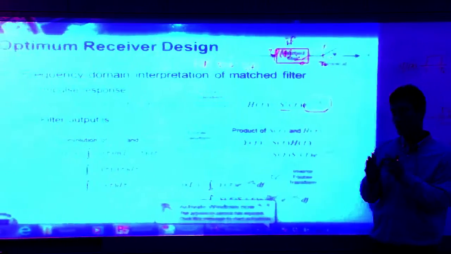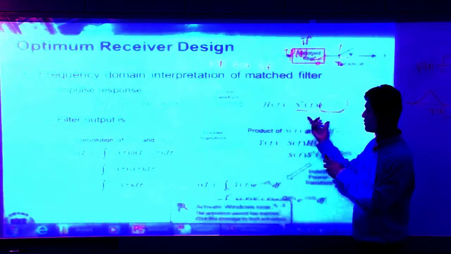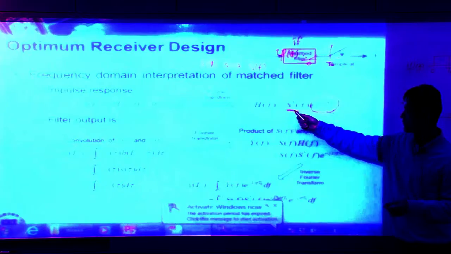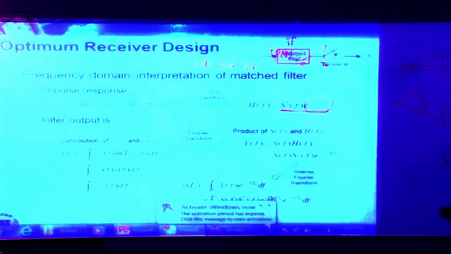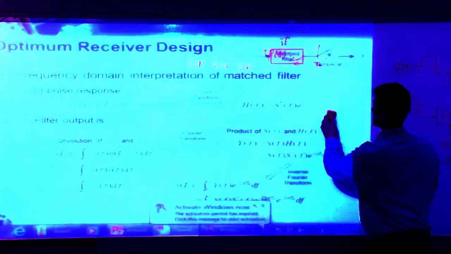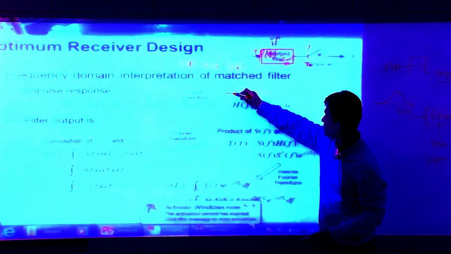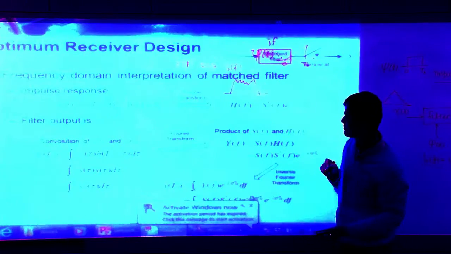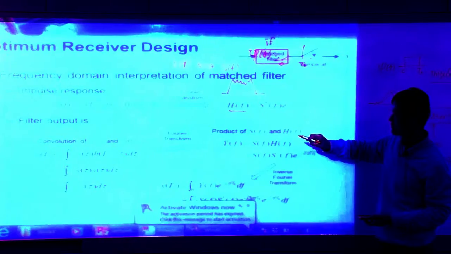So in time domain, somehow this impulse response is flipped. But in frequency domain, what does it look like? Let's say our SF in frequency domain looks like this. What does HF look like in frequency domain?